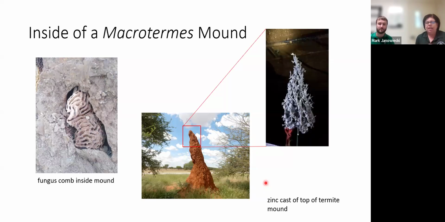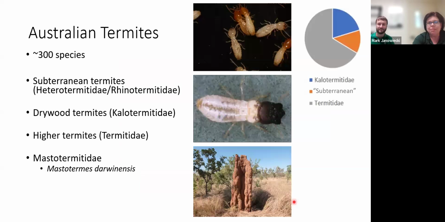And here on the right, you can see how large these termite mounds can get. And this is actually a casting that we did in Africa. We took off the very top part of a termite mound, filled it with molten zinc, and once it hardened, you get a full representation of all of the gallery systems within the tip of that mound. So that is one way researchers have learned to study the inner workings of these termite mounds.